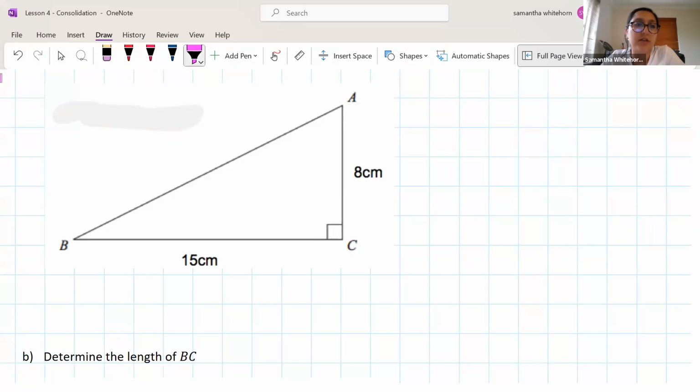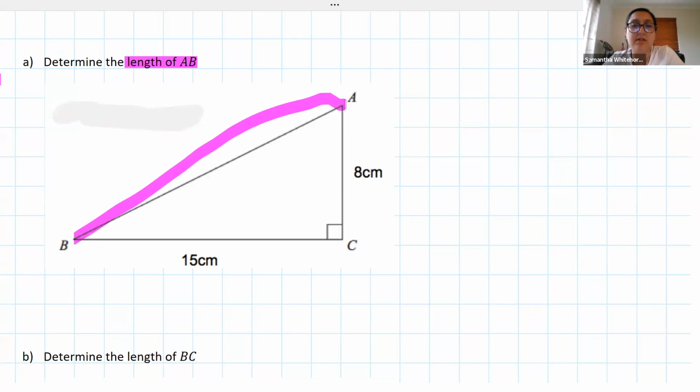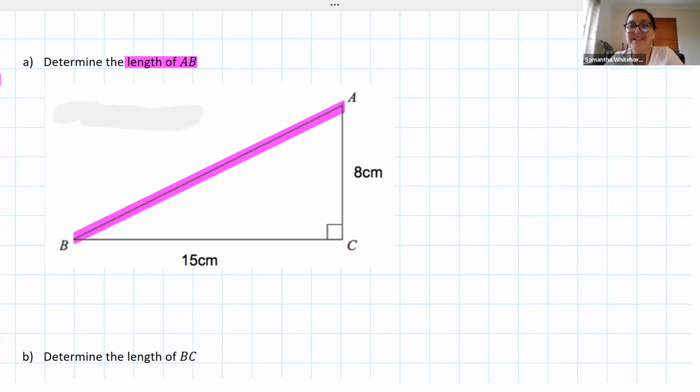Again, you're trying this by yourself because I think that this is a nice easy one. You can all do it. Length of AB. Remember, identify where your unknown length is. So there it is. Apparently I can highlight in a straight line. So that's apparently a skill I have. It didn't get any better.